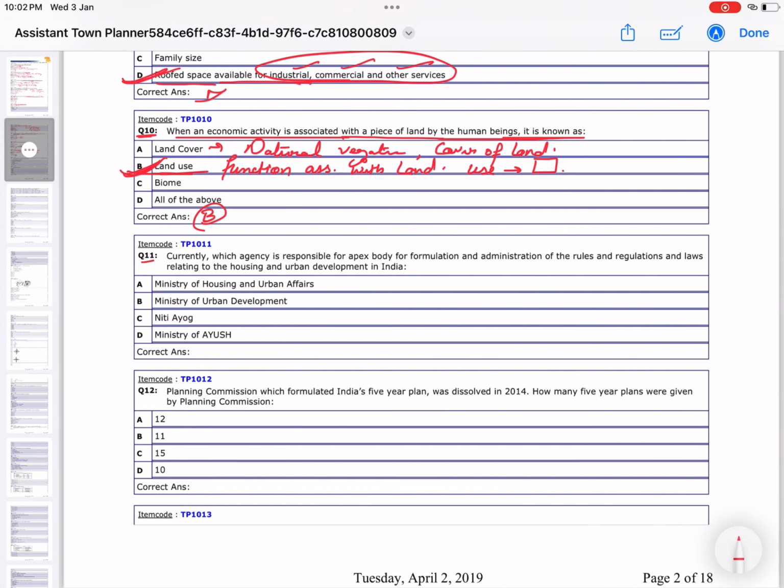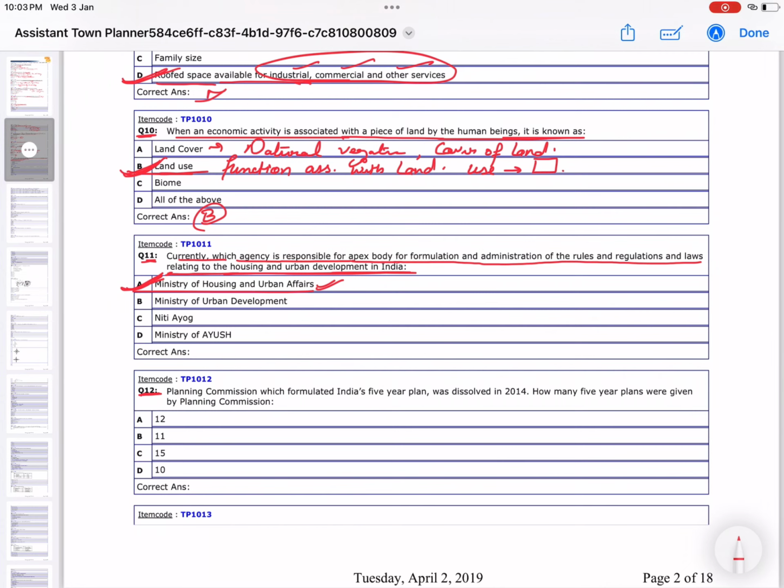Question number 11. Currently, which agency is responsible as apex body for formulation and administration of rules, regulations and laws relating to housing and urban development in India? So the ministry responsible here is the Ministry of Housing and Urban Affairs.